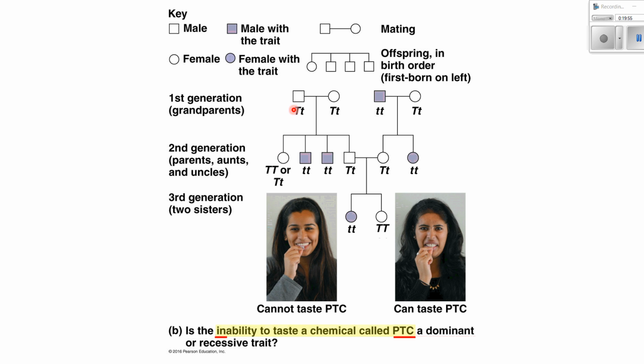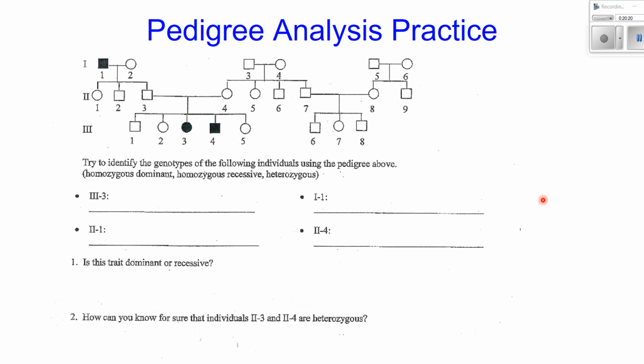See, she could have gotten a big T from her dad, a big T from her mom, or she could have gotten a big T from one parent and a little t from the other. Okay, so now I've made that correction for this girl here who is a taster and could be homozygous dominant or heterozygous. Okay, let's look at another one for practice.